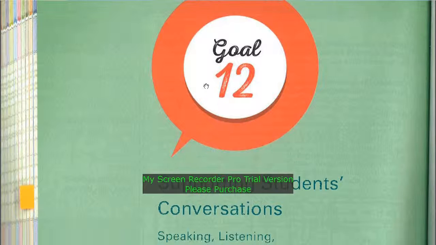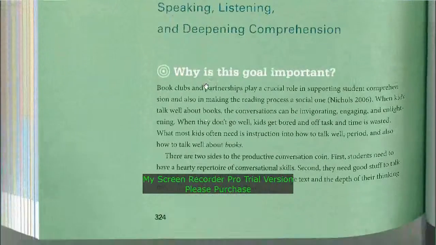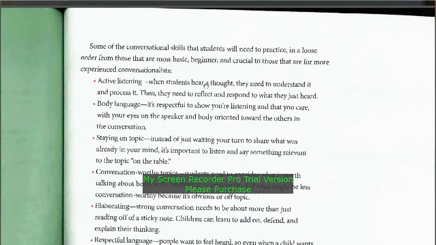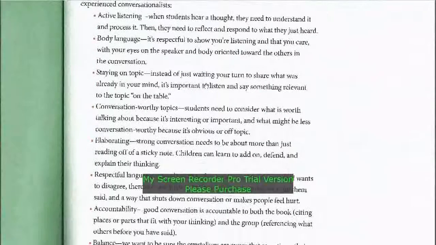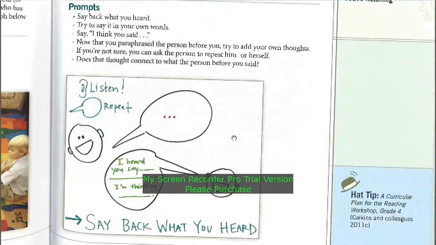This chapter goes into depth on some of the nuances of quality group discussion and gives detailed lessons on how to teach them to students. You can see here some of the nuances that are listed. And here, an example of a lesson. This particular one is on saying back what you heard. It gives you the academic phrase to have students practice, some language that you could use during your lesson, and even a simple anchor chart to help students remember. I could see something like this being used during a strategy group or during a teaching time with a book club at the higher levels.